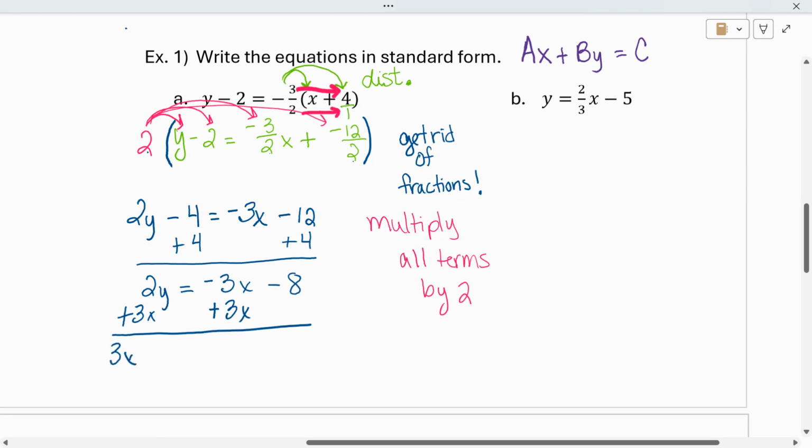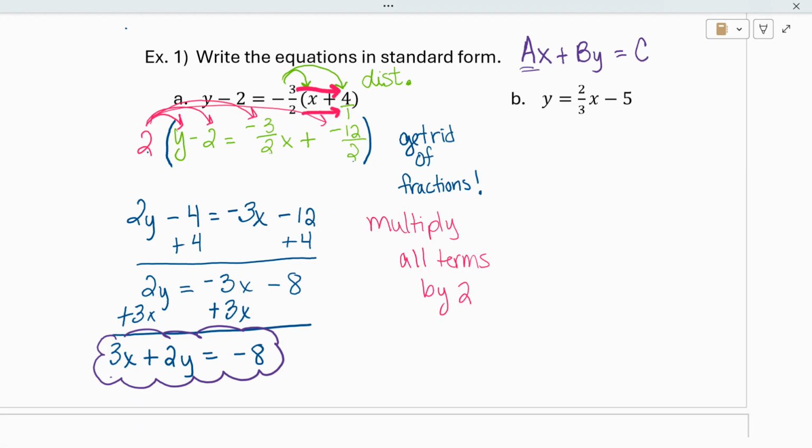So 3x, this 2y is positive, so plus 2y equals -8. Ax, that means a is 3, plus by, b is 2, equals c. C is -8. Are 3, 2, and -8 all integers? Yes, they are. Okay, so we've done that. We've put equation A into standard form. Okay, now let's take a look at example B.